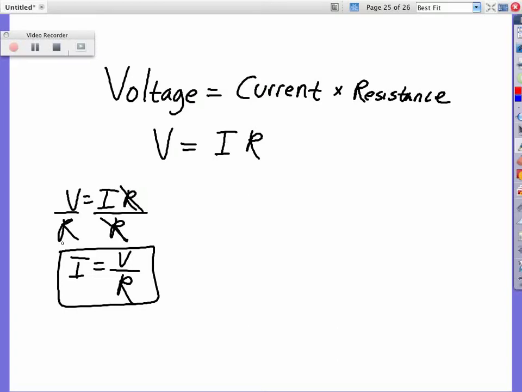And number 6, V equals IR is the original equation. I need to solve it now for R, dividing each side by I. Cancel these out. That means that R equals V over I.